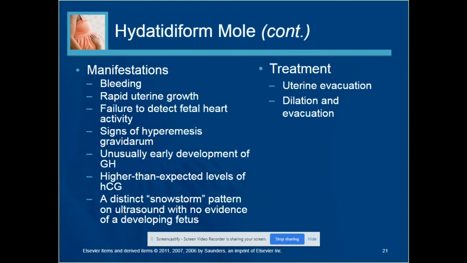Manifestations include bleeding, rapid uterine growth, failure to detect fetal heart activity, signs of hyperemesis gravidarum, unusually early development of preeclampsia, higher than expected levels of human chorionic gonadotropin, and a distinct snowstorm pattern on the ultrasound with no evidence of the developing fetus. Treatment would be uterine evacuation and dilation and evacuation. So they're going to do a D and C.